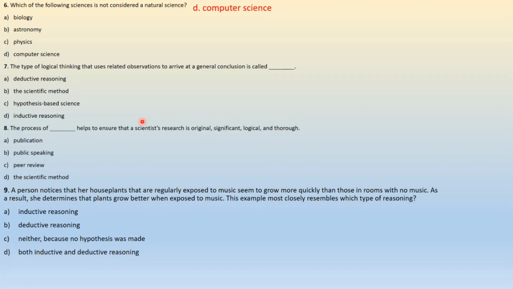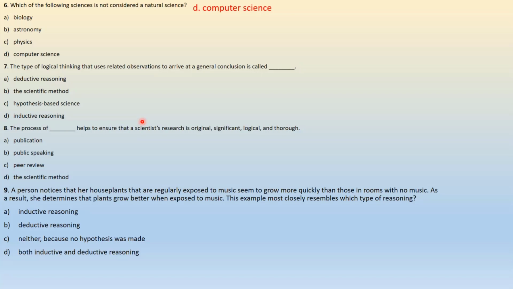And 7, the type of logical thinking that uses related observation to arrive at a general conclusion is... It's D. What is D? D is inductive reasoning. Anybody else? Oh, somebody says it's A. Now we've got two different options. Any third person who wants to confirm for us? So the type of logical thinking that uses related observation.